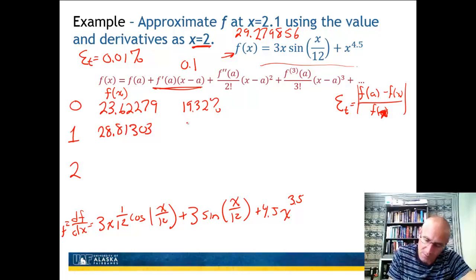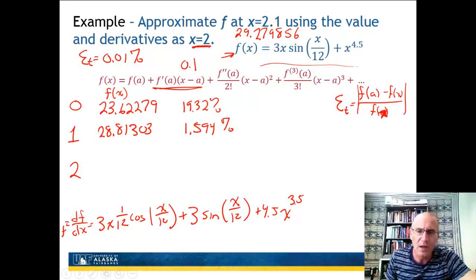And if I go ahead and do it, my new approximation now is 28.81303, and that's going to give me an error of 1.594%. So I'm getting a little bit closer. 28.8 is a lot closer to 29.7. So we can keep doing that.